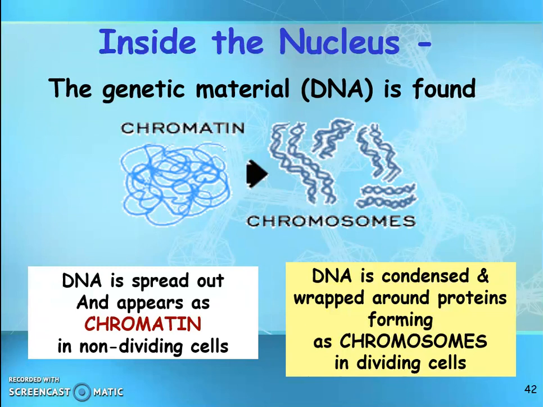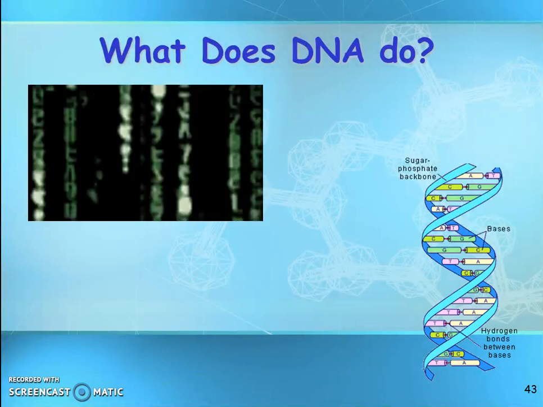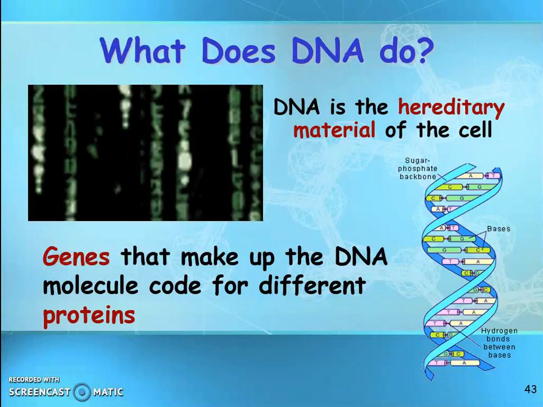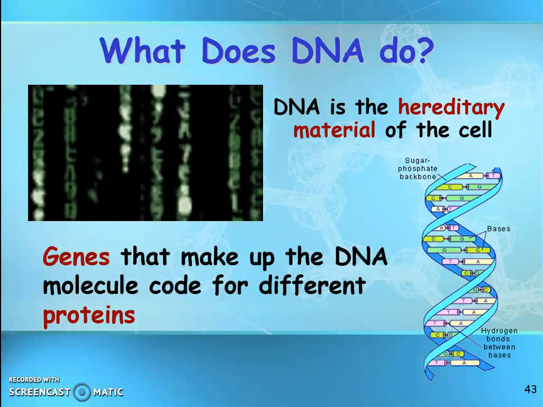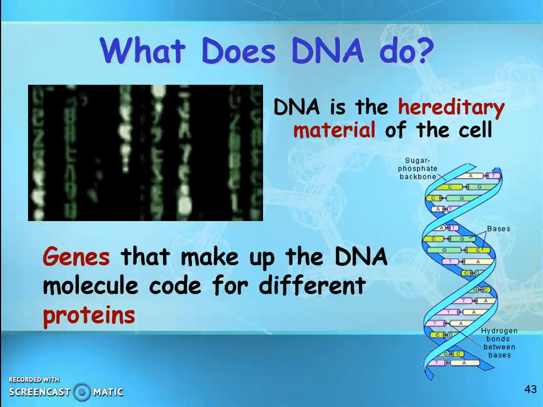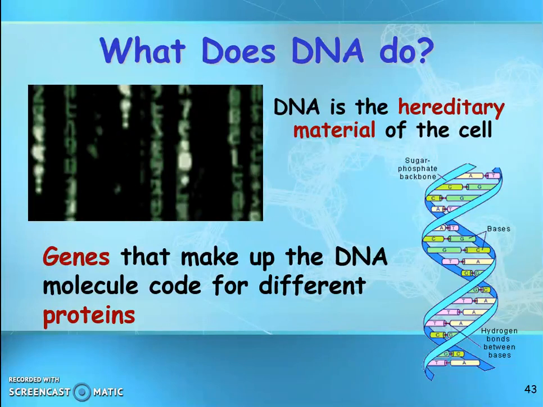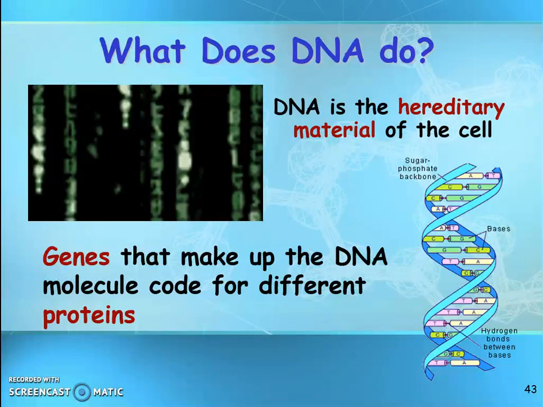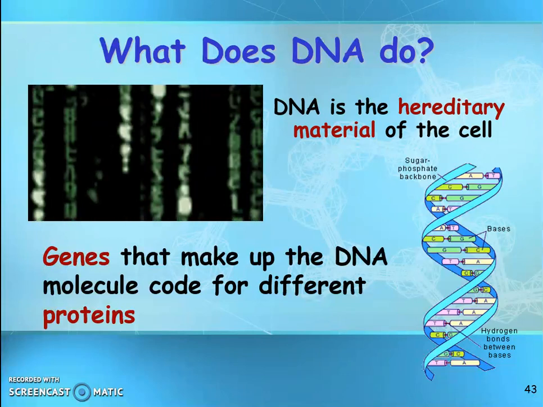What does DNA do? DNA, deoxyribonucleic acid, is the hereditary material of the cell, which you get from your parents, and your parents got it from your grandparents. It has genes that make up the DNA molecule code. These DNA molecules code for different proteins, which we are going to learn in protein synthesis.